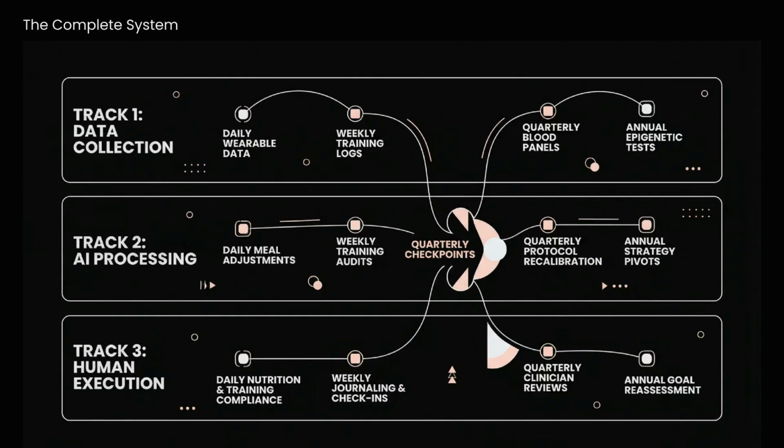This complete system architecture ensures synchronization. Data collection, AI processing, and human execution operate across daily micro-adjustments and annual strategic pivots. Quarterly checkpoints are critical for aligning all 3 lanes of action.